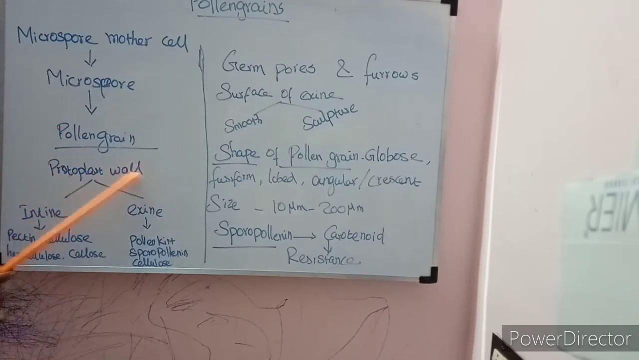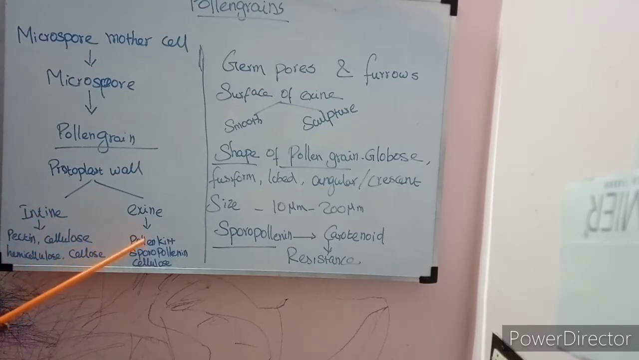The protoplast wall has two layers, the intine and exine. The inner layer is called the intine and the outer layer is called the exine. The intine layer is a very thin, uniform layer. It is made up of pectin, cellulose, hemicellulose, callose. So intine is a very thin, uniform, inner layer, made up of pectin, cellulose, hemicellulose, callose.